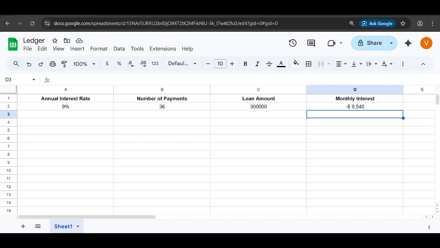At this point, you've got a clean, dynamic setup. If you change the interest rate, the number of payments, or the loan amount, the monthly payment updates instantly. This makes it easy to try scenarios and understand how rate and term affect affordability, all without any manual math.